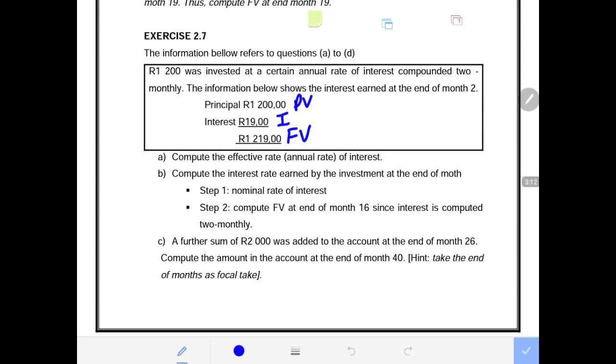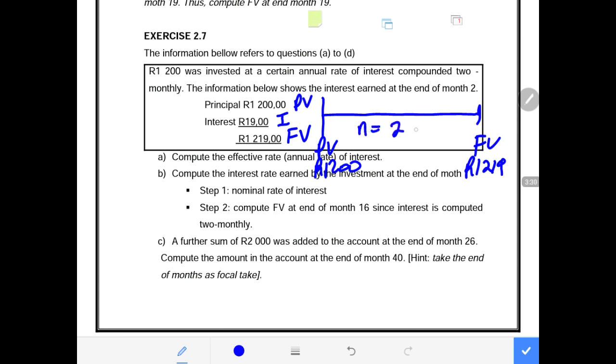Please note that we have a timeline that looks like this. We have the present value, and our present value is 1,200. We have the future value, and our future value is 1,219 rand. And we have our N. Our N is equal to 2 months. The interest was earned only for a period of 2 months. Our interest is the one that we are looking for.